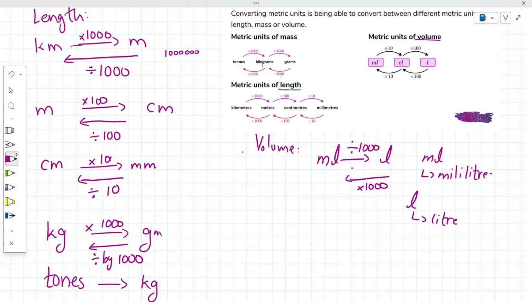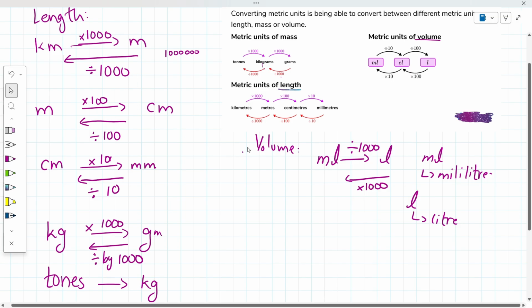Now if you are talking about volume, from milliliters to liters we divide by 1000, and from liters to milliliters we multiply by 1000. ml means milliliter and L means liter.